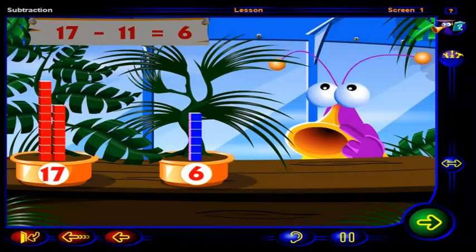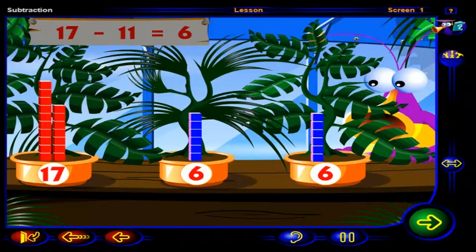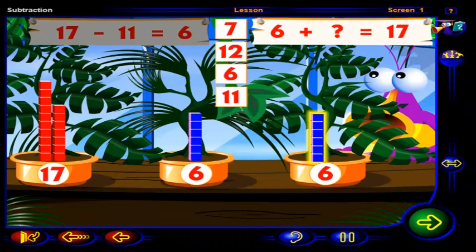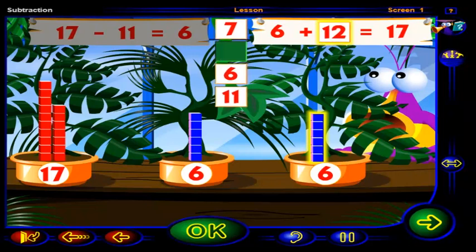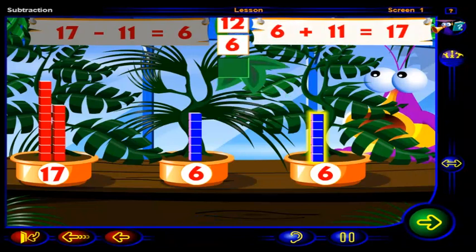But what if we wanted 17 blue blocks so that there were as many blue as red? We have 6, and we need to add some more to get 17. 6 plus what number equals 17? Drag the number here, then click OK. Well done! 6 plus 11 equals 17.